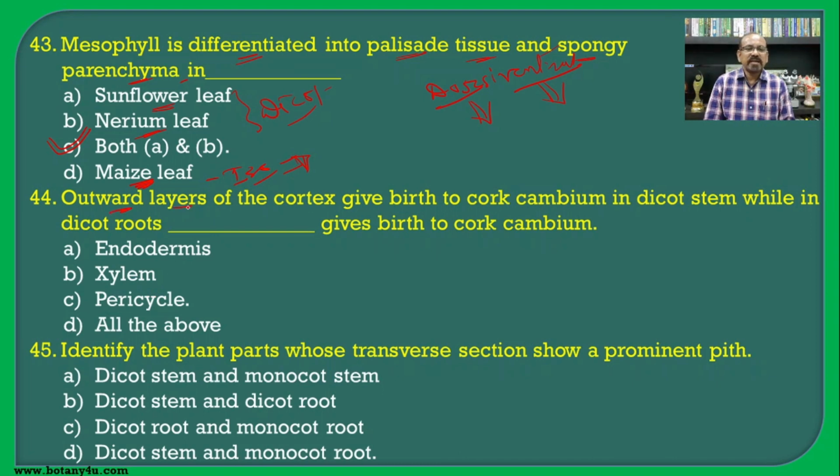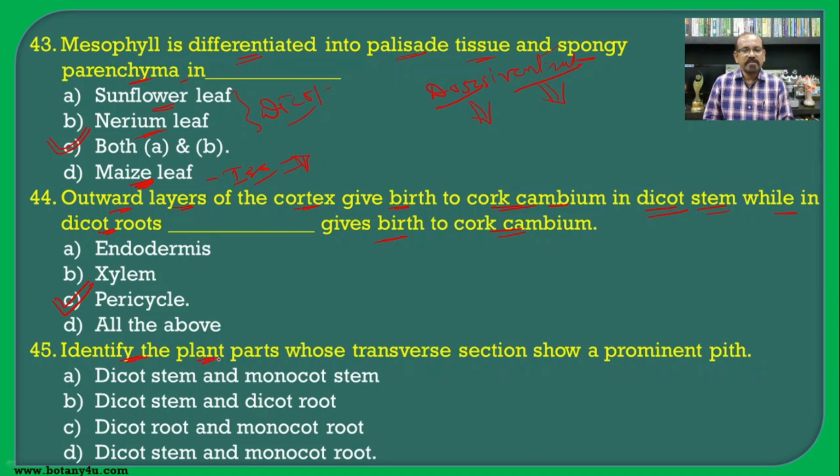Then outward layers of the cortex give birth to the cork cambium in the dicot stem. We should remember this one. While in the dicot root, the pericycle gives birth to the cork cambium. The similar type of question we have seen earlier, that in the dicot root there is a development of the cork cambium or phellogen by the pericycle, and hence the pericycle becomes the answer for this question.